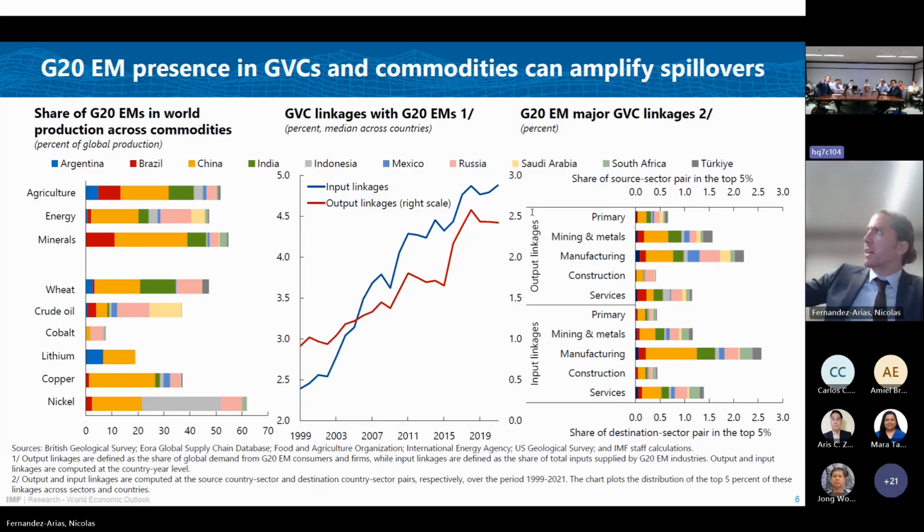And on the right, we break this out into the components, at the sector level, and we see the particularly important role of G20 emerging markets as sources of demand for mining and metals output, and manufactured outputs, as well as sources of manufactured inputs into production processes elsewhere. And we can see really all of the G20 emerging markets represented in this right panel. So while China is of course a dominant player here, and we'll see more results that point in that direction later, this is really a story about all of the G20 emerging markets.